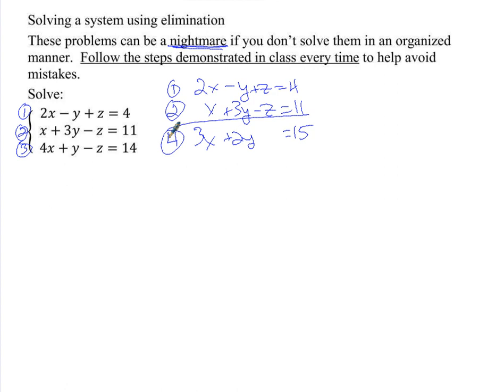So now I need to do this again. But I need to use two different equations. And I need to eliminate z again. So give me two equations to use to eliminate z. 1 and 3, exactly. Because that gives me opposites already. I don't have to do any extra work. So I'll write down 1 and 3. And then I'll write down equation 1, which is 2x minus y plus z equals 4. And then equation 3 is 4x plus y minus z equals 14.